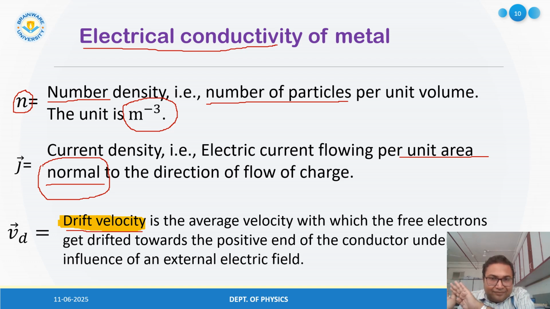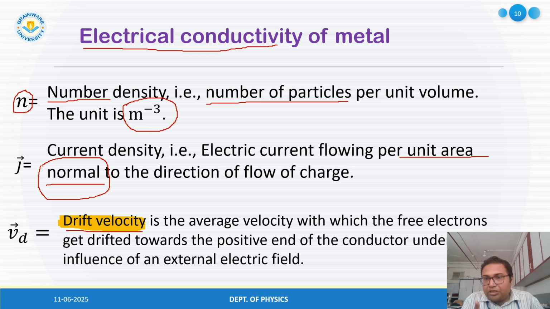What does drifted mean? As if they are getting pushed. They are getting drifted towards the positive end of the conductor in the presence of the external electric field. If there is no external electric field, then there is no drift velocity. Drift velocity is zero because then electrons are moving in completely random directions, so when we average completely random velocities, that comes to zero. But in the presence of an electric field, of course, electrons move in a certain direction, that means towards the positive end of the conductor.